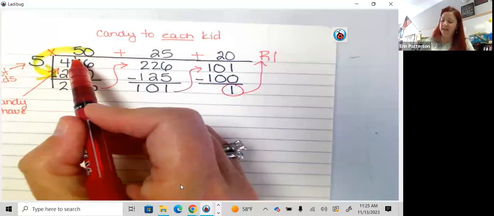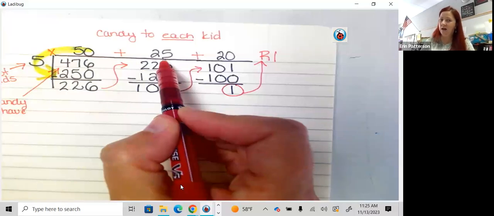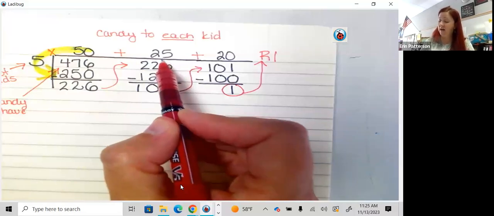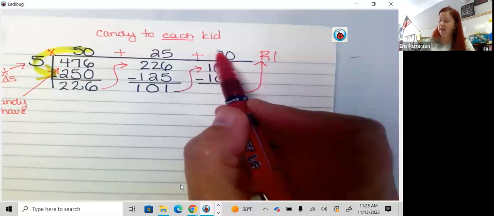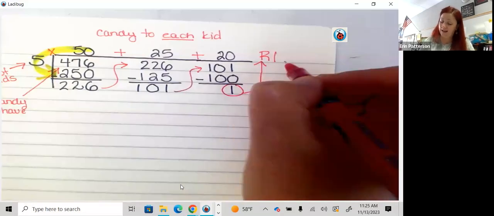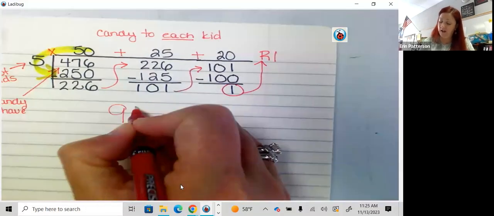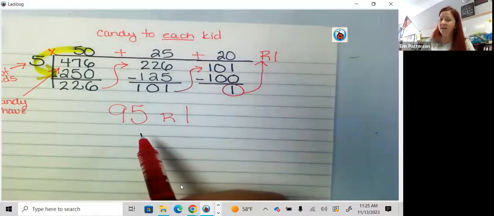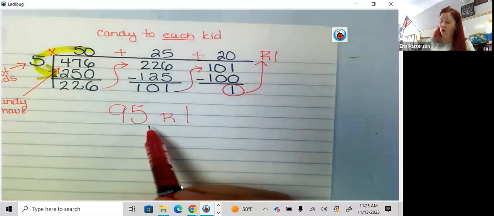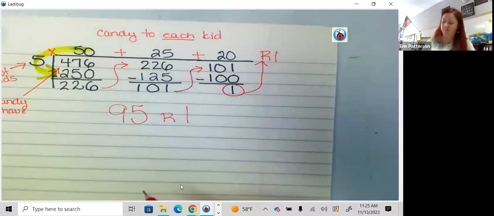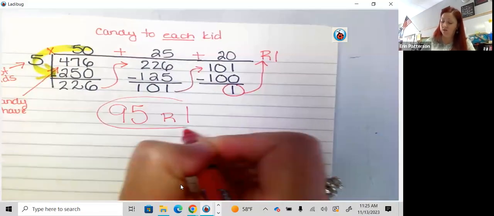I've got 50 plus 25 is 75. 75, 2 more 10s will be 95. Remainder 1. So my answer is going to be 95. Remainder 1. So each kid is going to get 95 pieces of candy with 1 left over remaining for Mrs. Patterson. That is the answer.